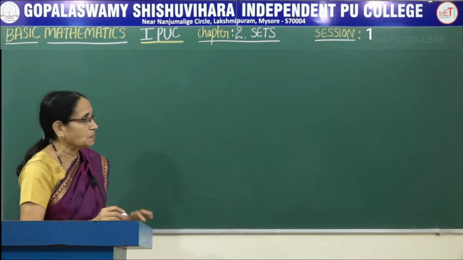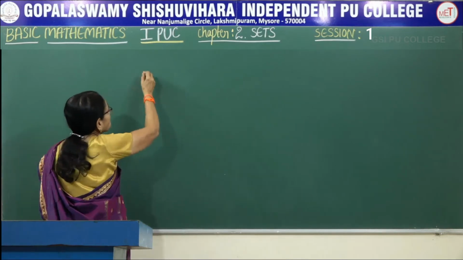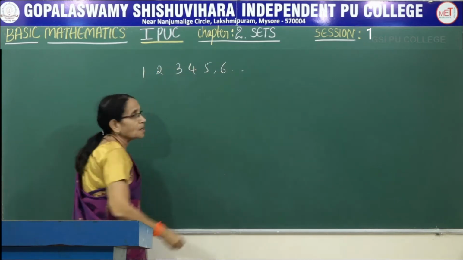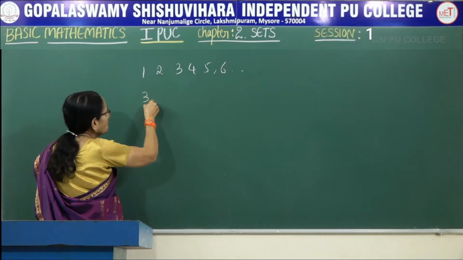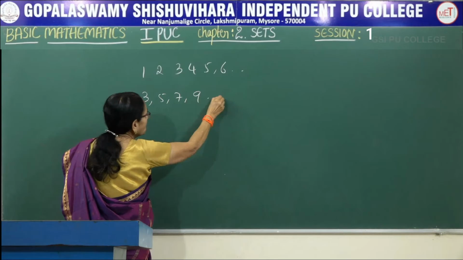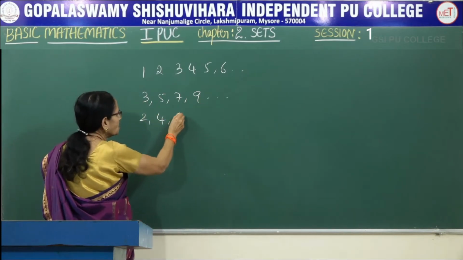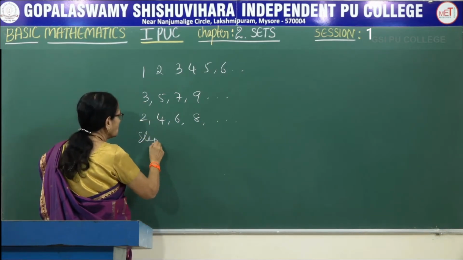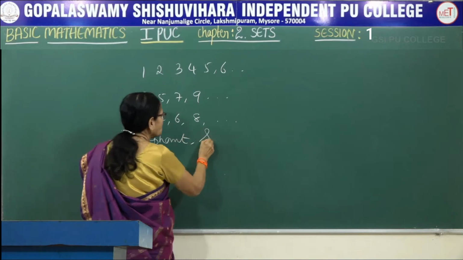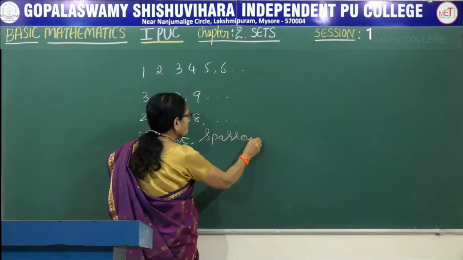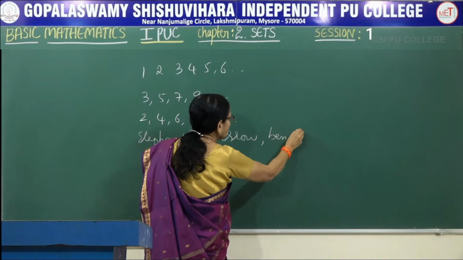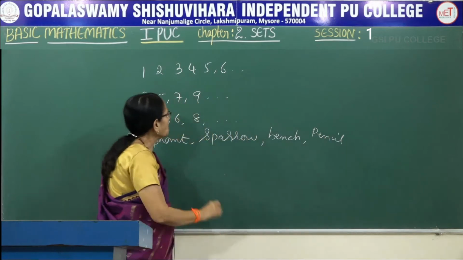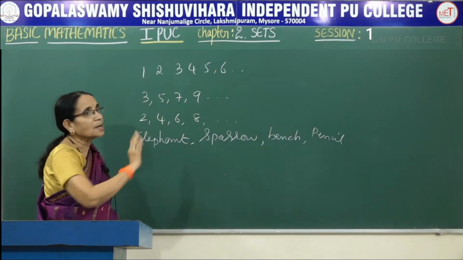I will give you some collections. Now, let me take the first collection. Say 1, 2, 3, 4, 5, 6, etc. Now, 3, 5, 7, 9, etc. 2, 4, 6, 8, etc. Now, elephant, sparrow, bench, pencil. Now, you just observe, these are all collections.